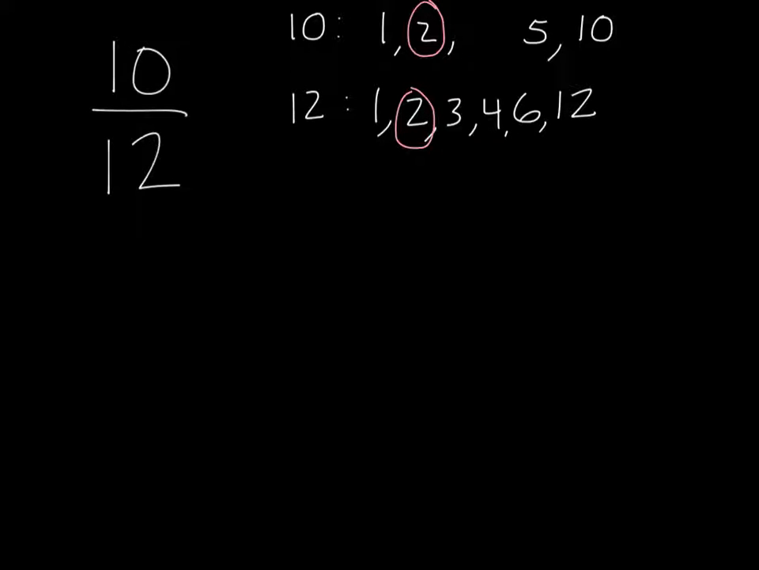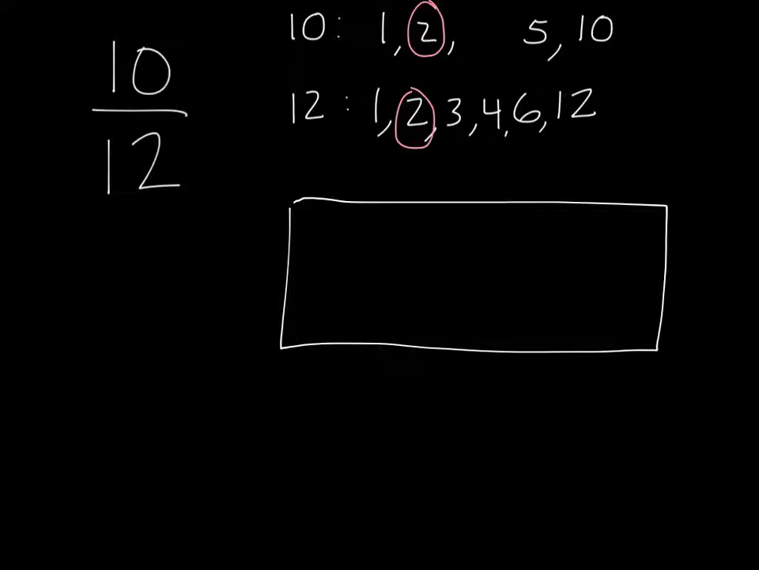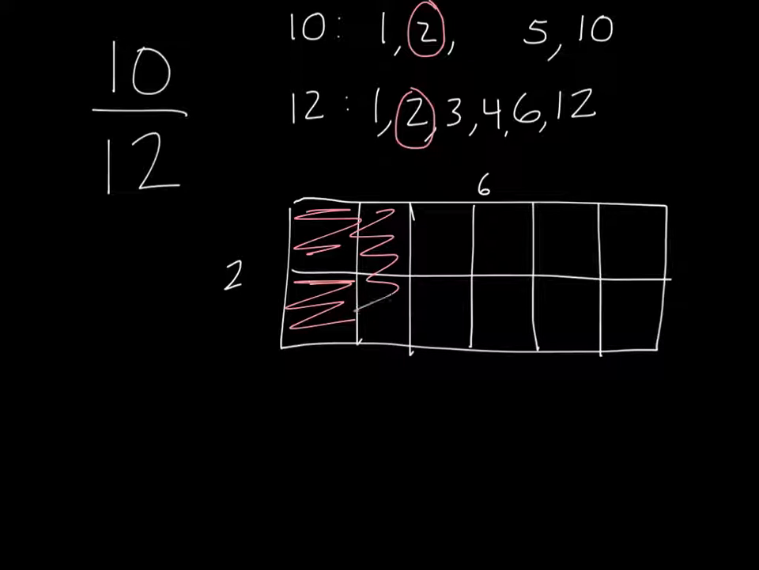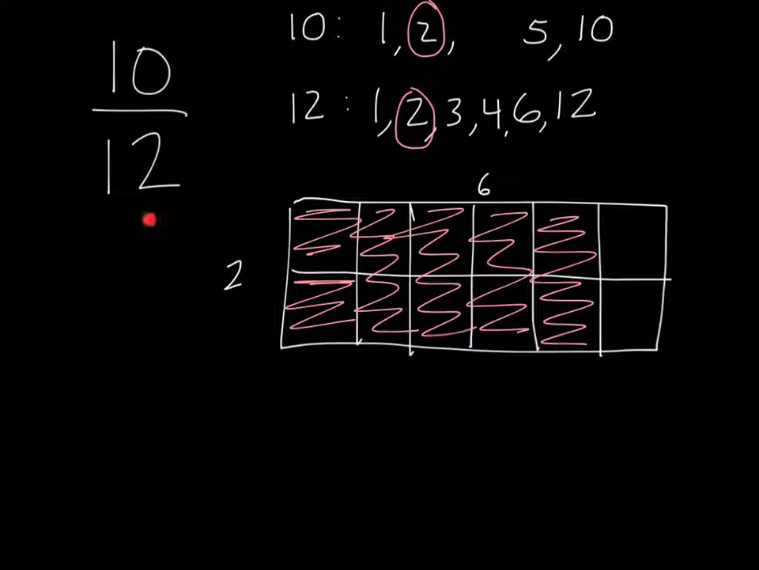So I'm going to draw my area model, and I'm going to break it into 2 vertical rows. And remember, I want 12 pieces all together, so I'm going to think in my mind 2 times what number would give me 12 altogether, and the answer is 6, so that means I need 6 boxes going across. So now I have my area model with 2 by 6 giving me 12 boxes altogether. I'm going to shade in 10 to represent my original fraction, 10/12.